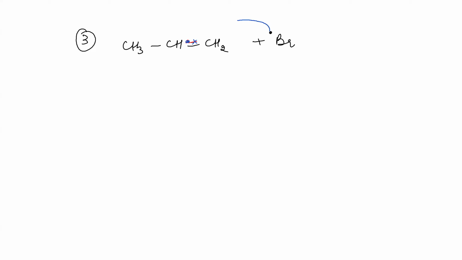When Br attacks here, what do you think is going to happen? A cross will come here and a dot will come here. So we are going to have a CH3, CH, and a CH2. A cross will come here and a dot will come here. And we will have a Br free radical.